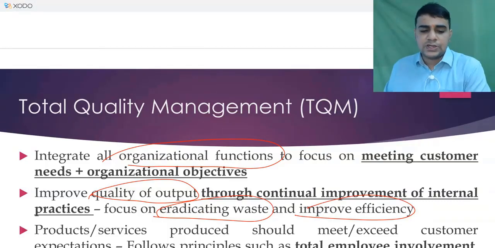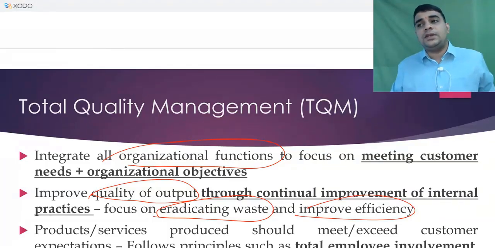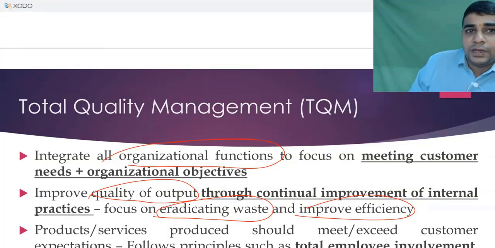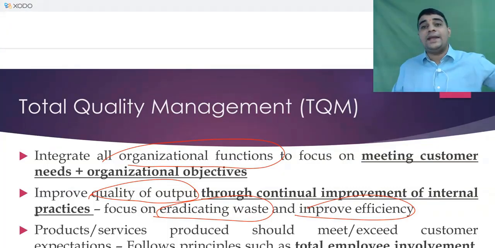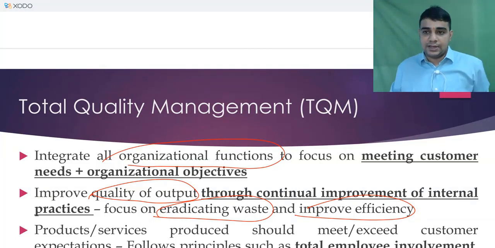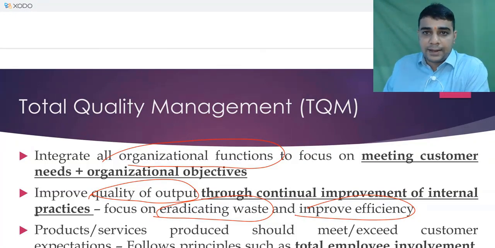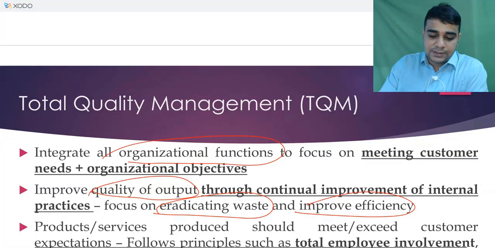Why does an organization follow TQM? With TQM you will be able to provide superior quality. The moment you provide superior quality, you will be able to exceed your customer expectation. When you are able to exceed the customer expectation, you will have that competitive advantage in the market, because there is a need for competitive advantage for every company, and that competitive advantage can come if you are able to take care of your customers.